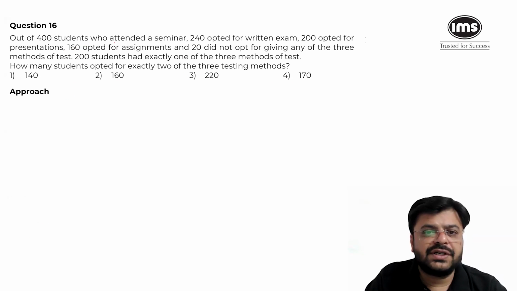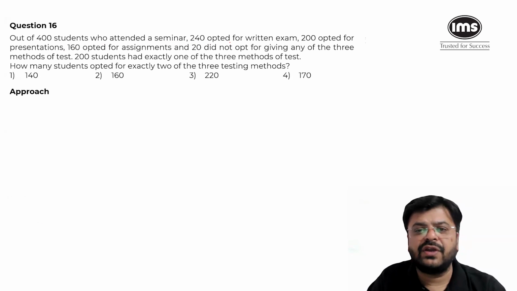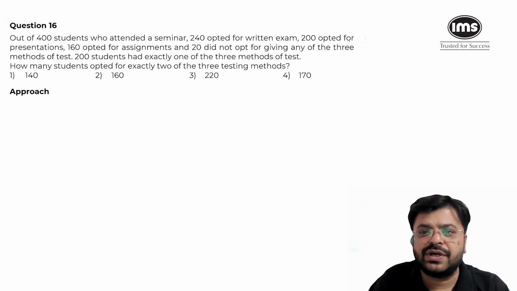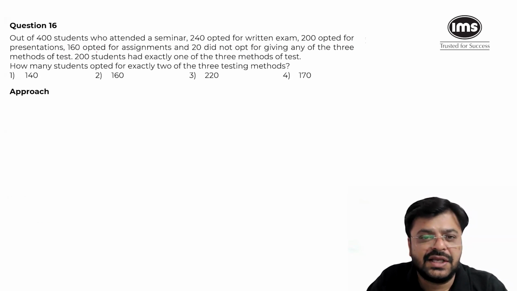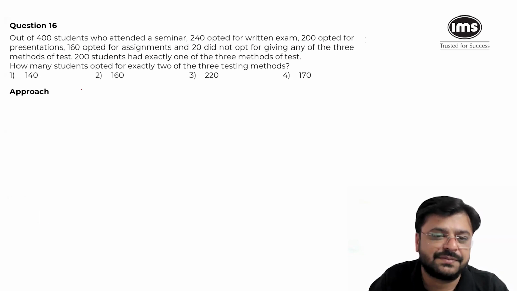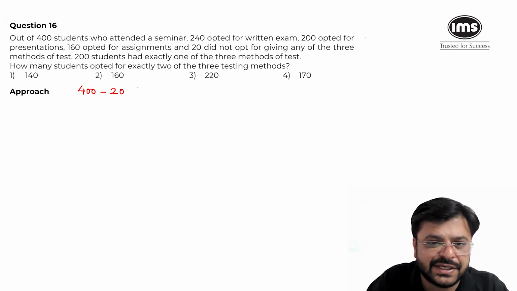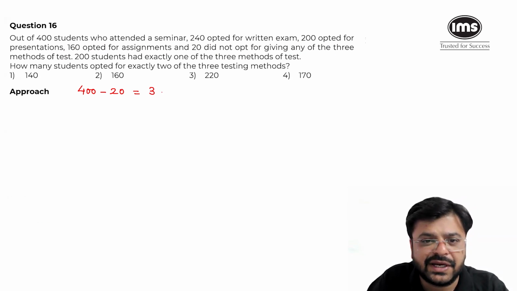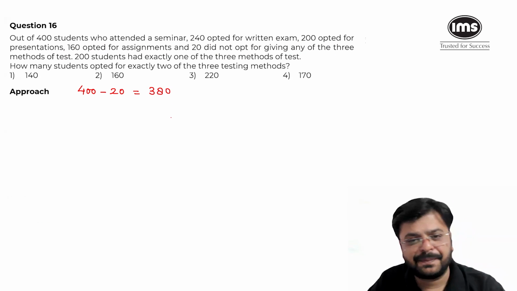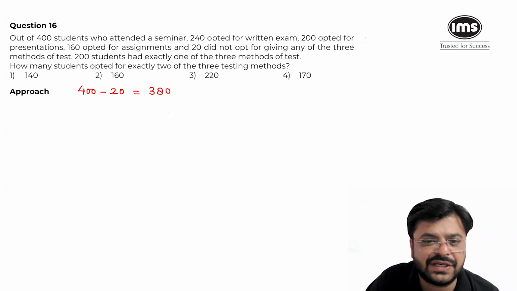Out of 400 students who attended a seminar, 240 opted for a written test, 200 opted for presentation, and 160 opted for assignment, and 20 did not opt for any of the 3 methods of test. So out of 400, if 20 did not appear for any of the 3 tests, that means the remaining 380 appeared for at least one of the 3 tests.